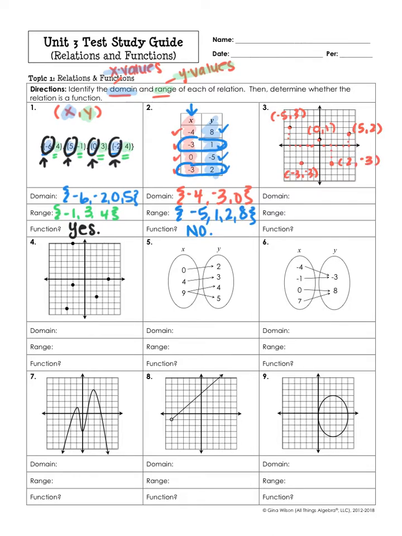So now we have a bunch of coordinates, and we can kind of do this similar to the first one we did. So remember, domain is our x coordinates. So let's find all our x coordinates. X come first. Now that we've identified them, we're going to write them in order from least to greatest.